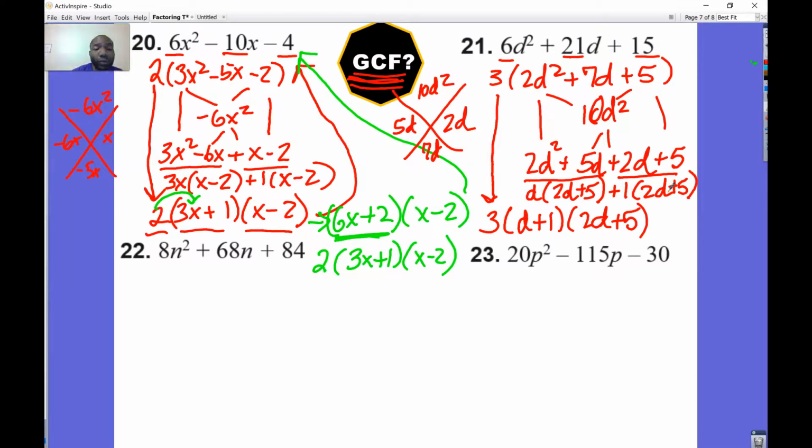All right, let's look at this one. So 8, 68, and 84. 2 goes into all of those. Do 4, because I know 4 goes into 84, because 8 times 12 gives you 84. So clearly, I know that 8 times 12 does not give you 84.